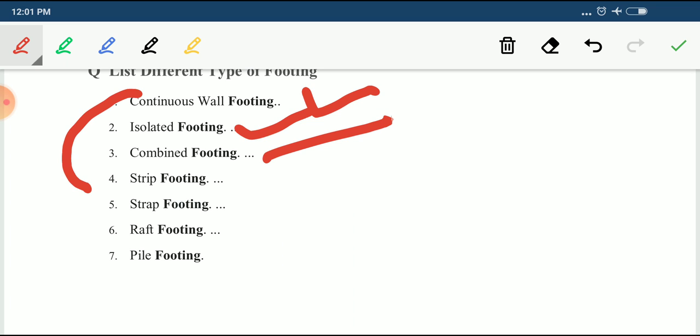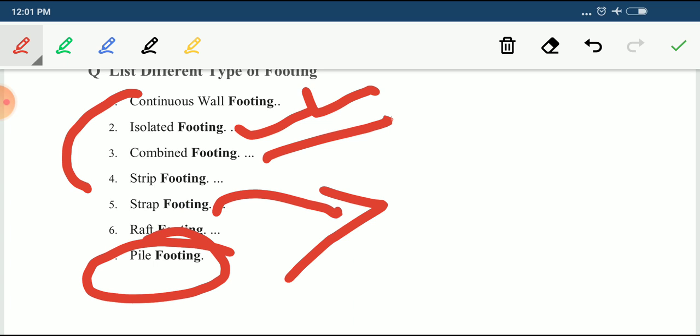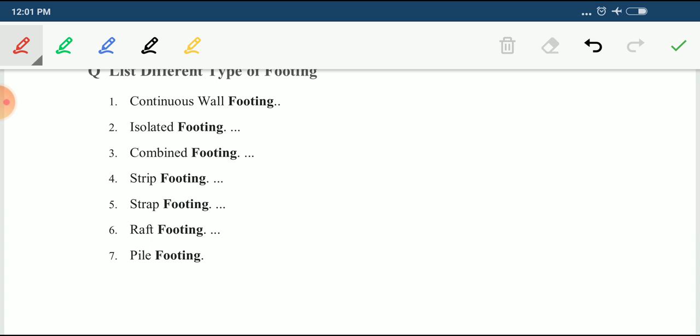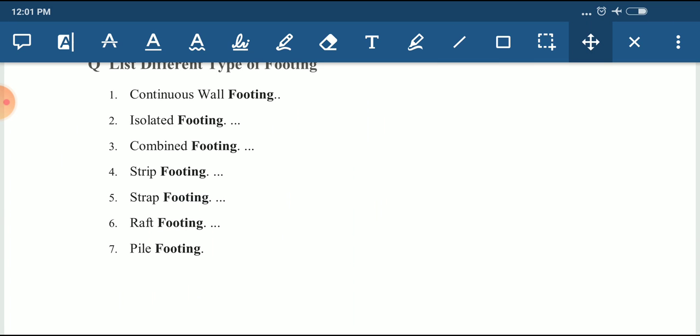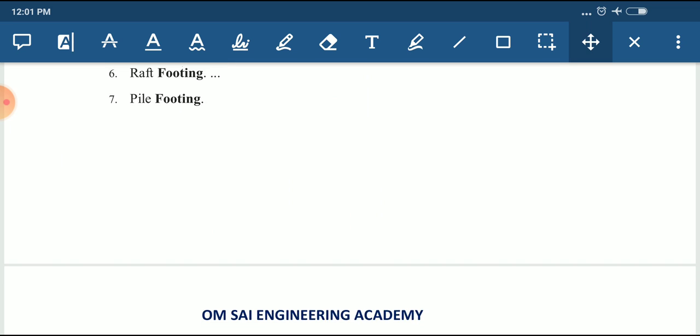Strip footing is similar to wall footing. Strap footing, that is two footings are connected with a strip beam, that is called strap footing. Raft means if number of columns are very near to each other, at that time you have to go for raft footing. And next one is pile, if SBC of the soil is very low, at that time you have to go for pile foundation. Okay, we'll move for next question.